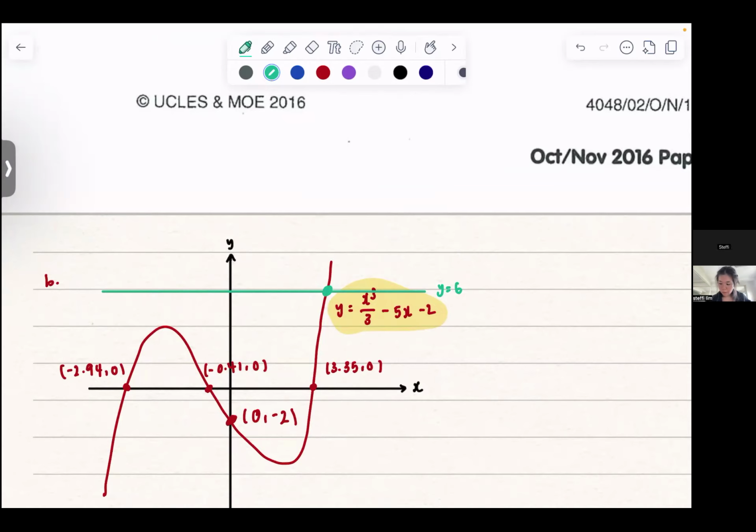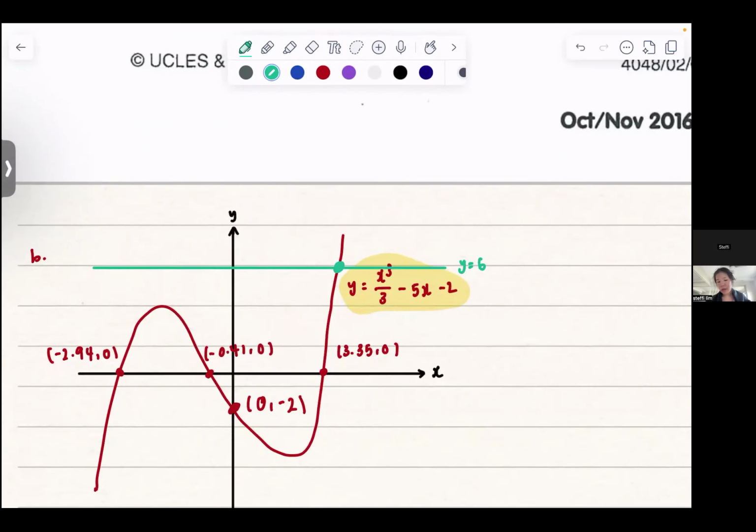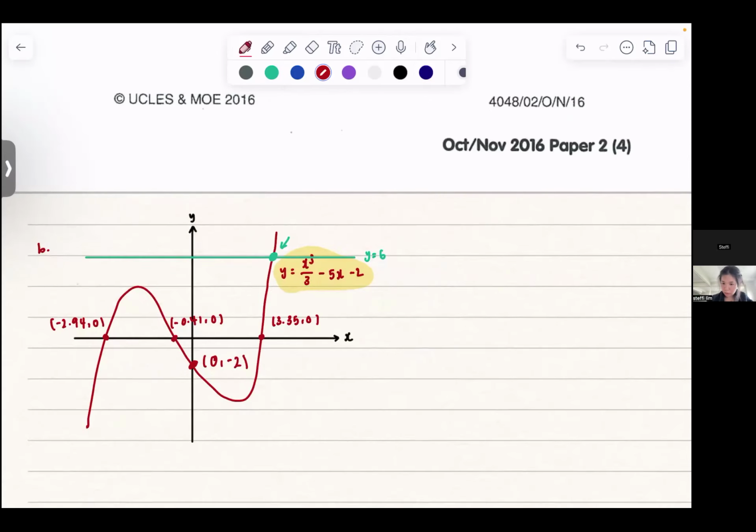So from my graph now, how can I tell that it has only one solution? From this one singular point where it cuts my original graph, correct?